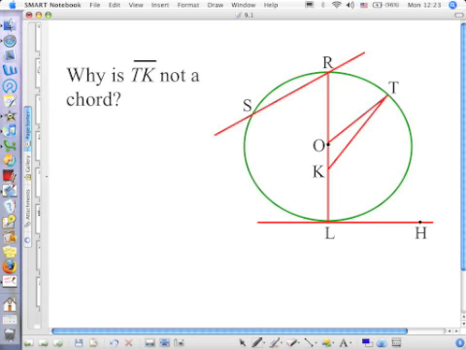Okay? Same picture. Why is segment TK not a chord? It doesn't touch the circle at 2 points. What doesn't touch the circle? Point K is not on the circle. Which is weird because it's in the circle. Point K is not on the circle. It's not on the outer edge of the circle. So that's why it's not a chord.